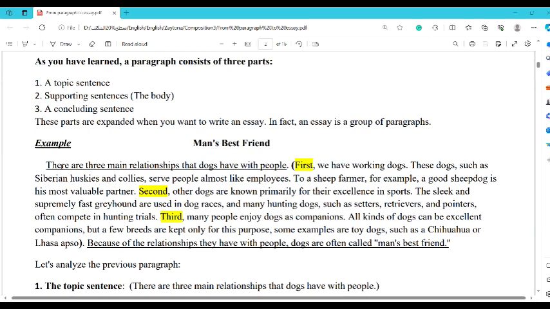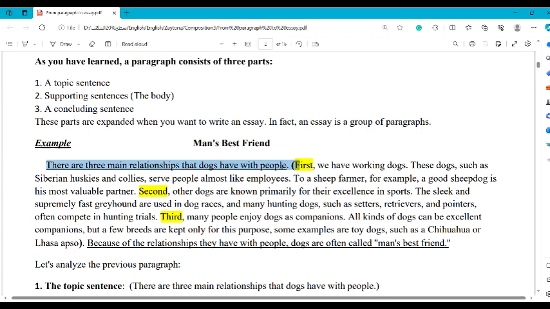By understanding these parts in a paragraph, it will be easier for you to understand the parts of the essay, because they are very similar. The parts in the paragraph are similar to the parts of the essay. So let's see. As you see here, above the paragraph, we have the title. After that, we have the first sentence, which is the topic sentence, right?